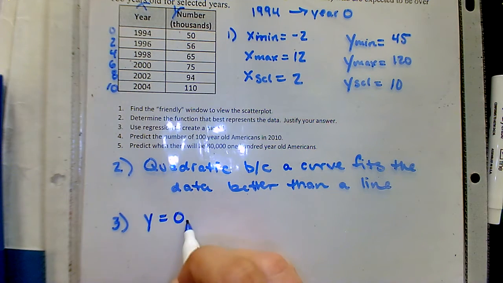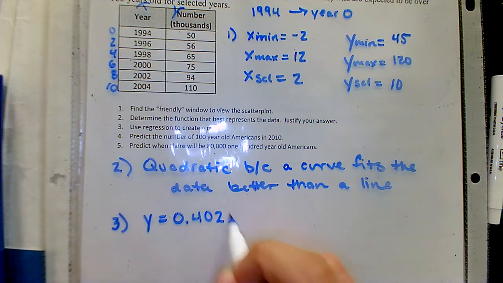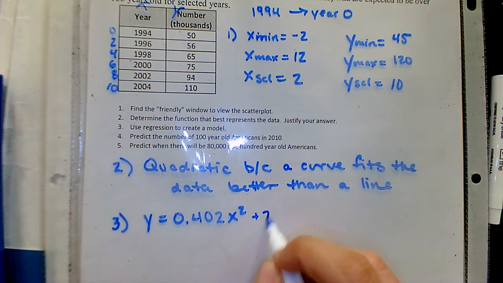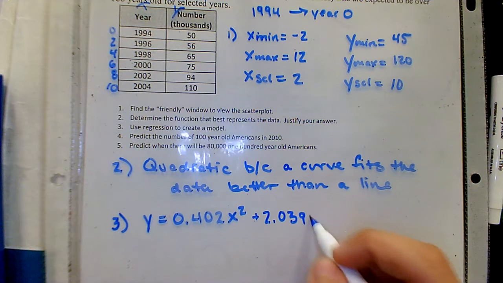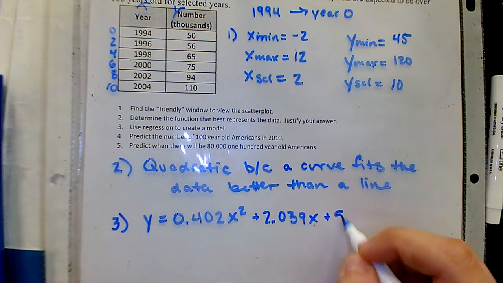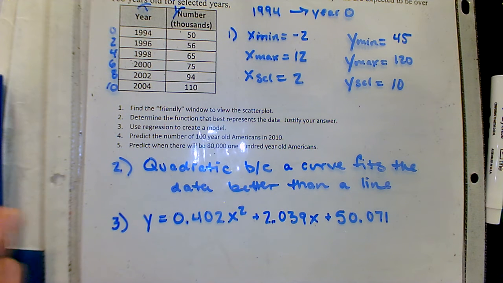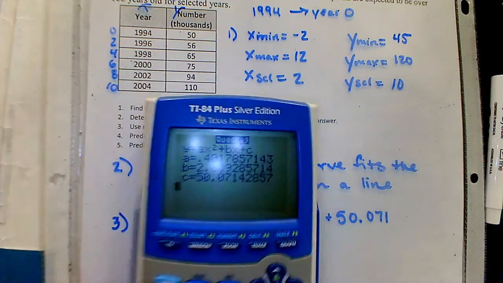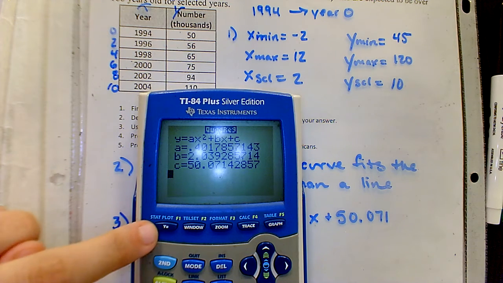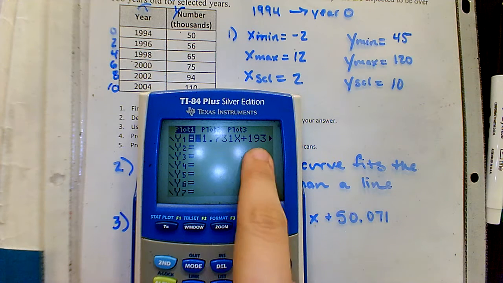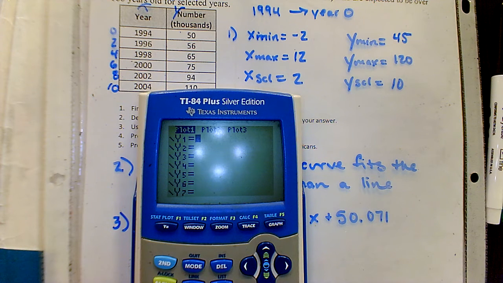y equals 0.402x squared plus 2.039x plus 50.071. That's the best quadratic curve that could fit those data points. Let's actually see how close it gets. Okay, let's let the calculator do the work. Can we hit the Y equals button? Let's clear out the line from the previous example and we'll type in the function that we just wrote down on our paper.